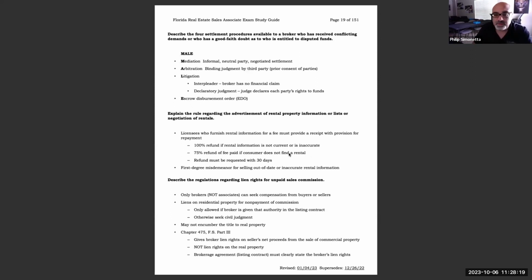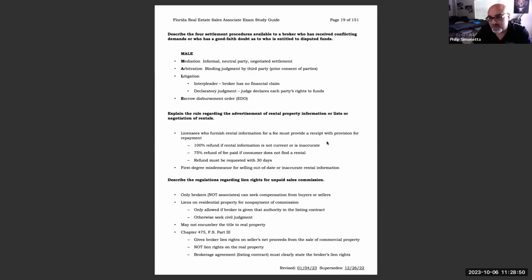Okay. So the licensees who furnish rental information for a fee must provide a receipt of the provisions. They must give a 100% refund if the rental information is not current or inaccurate, and 75% of the fee paid if the customer does not find a rental. You must return that. The refund must be requested in 30 days. If they wait 31 days, they don't get it. It's a first-degree misdemeanor for selling out-of-date or inaccurate rental information.